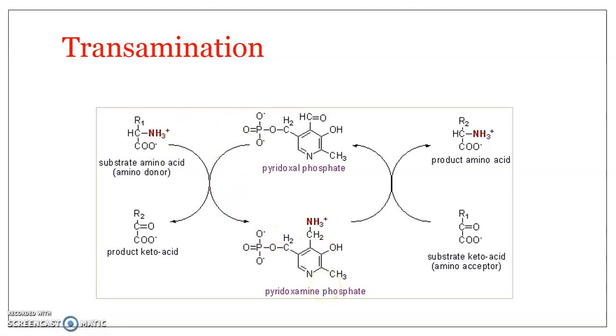Now the second step. What we have is pyridoxamine phosphate. The second step is transfer of this amino group from the pyridoxamine phosphate to the keto acid, which is the amino acceptor. So this amino group gets transferred to the keto acid. What will happen? The keto acid will turn into the product amino acid, a new amino acid, and it releases pyridoxal phosphate free. Now, what are the free compounds? We have the product keto acid and product amino acid, with pyridoxal phosphate free. I hope this is clear.